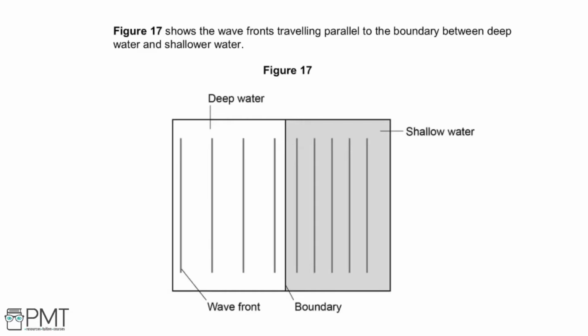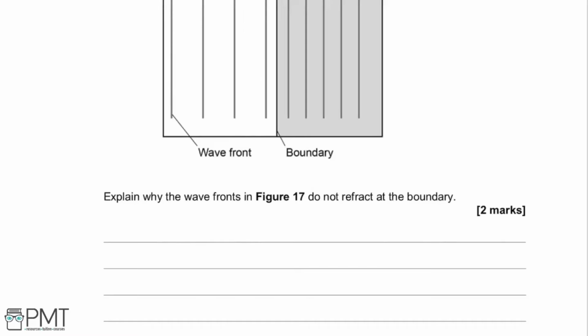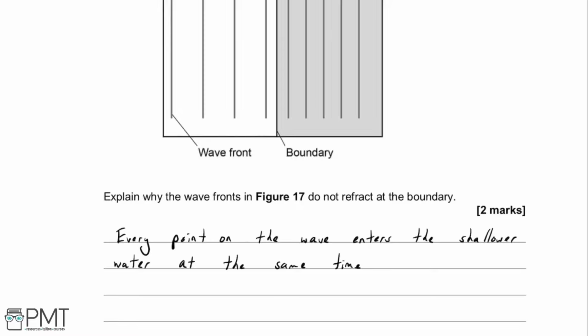Finally, figure 17 shows the wave fronts travelling parallel to the boundary between deep water and shallower water. Explain why the wave fronts in figure 17 do not refract at the boundary. Well, for this, all we need to say is that every point on the wave enters the shallow water at the same time, and hence slows down at the same time.